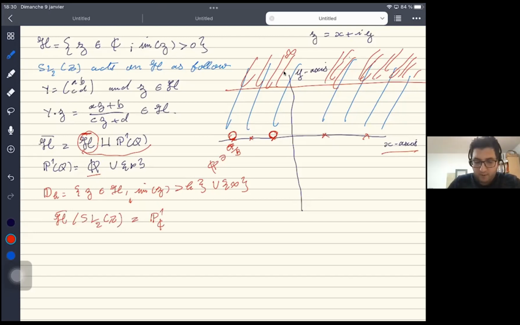But the idea is as follows. We really need to add P1Q. We call them cusps. And then we extend the topology. So we define the neighborhood of infinity and the neighborhood of rational numbers here on the x-axis. And we consider the quotient by SL2Z, and we can endow this quotient with the structure of a complex manifold.